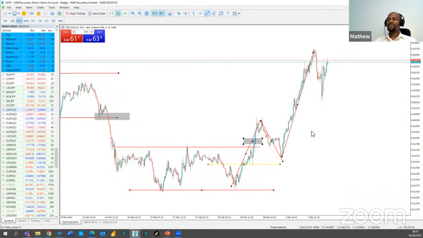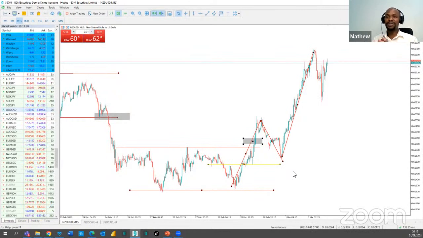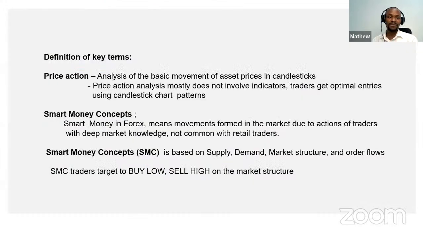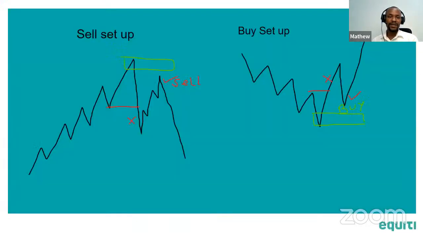So when you're using smart money concepts, you're looking for a very nice entry which has a lower risk. And in this case, it is waiting for this retest. So let me go back to the setup which you had on the presentation. Here it is. In this case, we're looking for a buy.